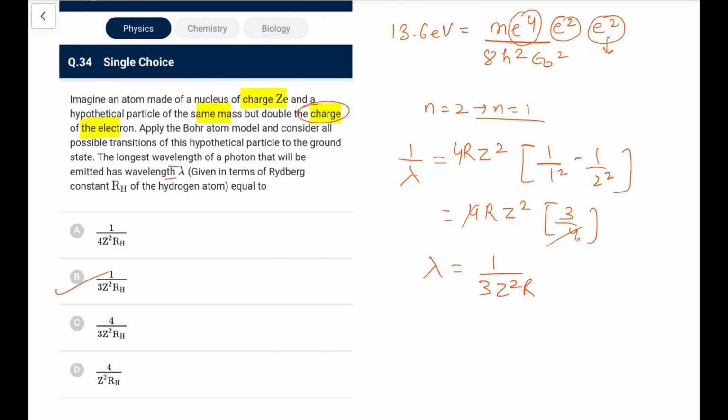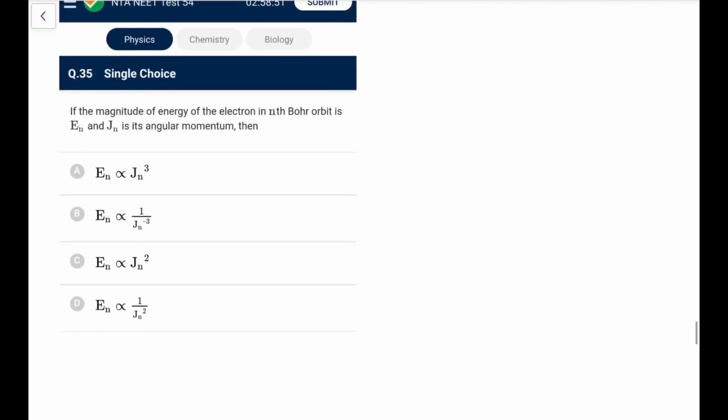So if you remember that particular thing, always say the energy expression should be remembered like this. This one was the expression, and I broke down that e to the power 4 into this. Okay, next one. So this is going to be a challenging one, I know.